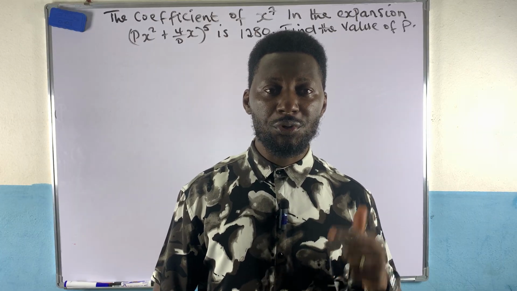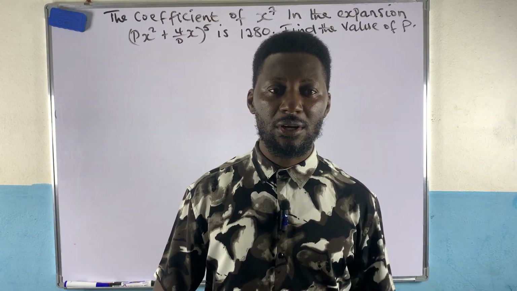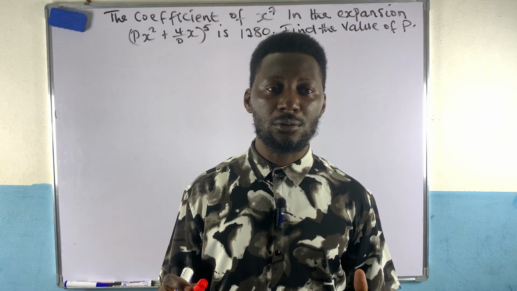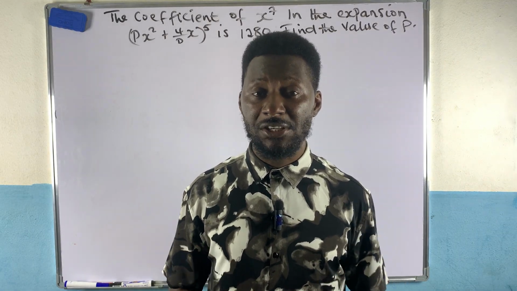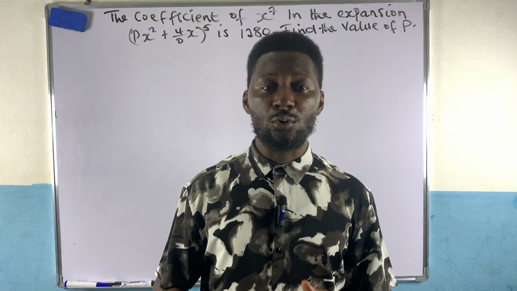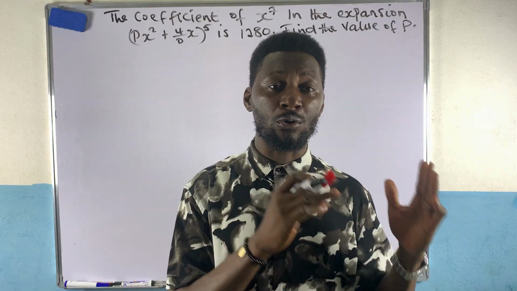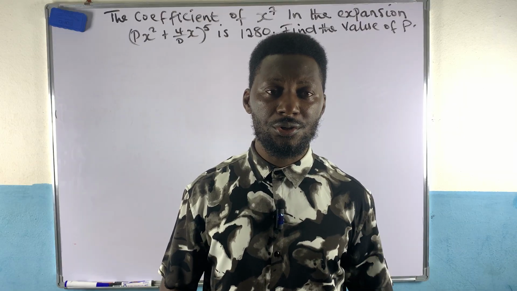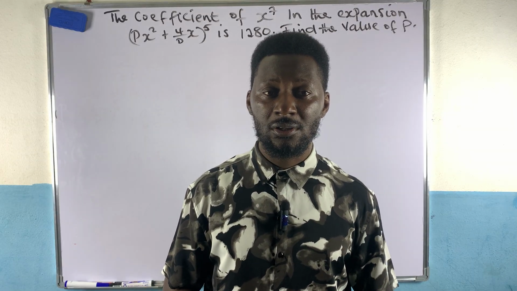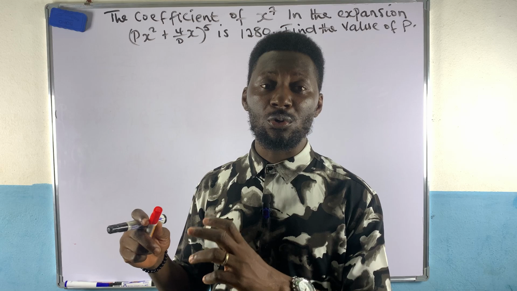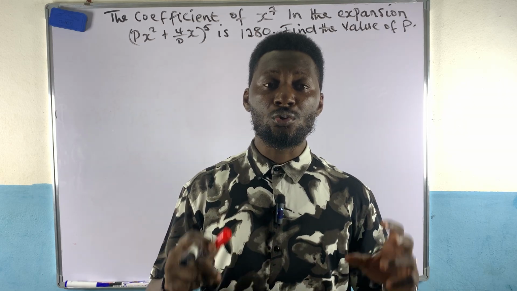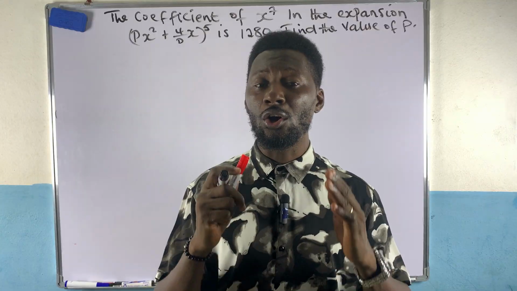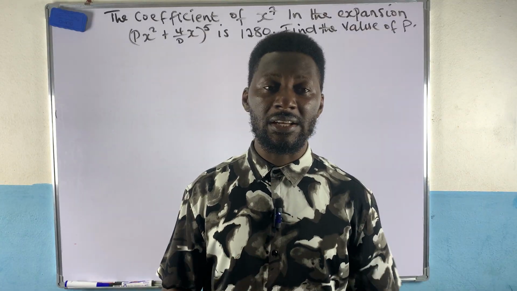In my last video, which I posted in my social media pages, I showed how we could expand a binomial and use the expansion to obtain the values of unknown variables. This time around, I want us to continue with binomial expansion, but how we can also use a binomial to obtain the term independent of the expansion or the coefficient of a particular term in that expansion.